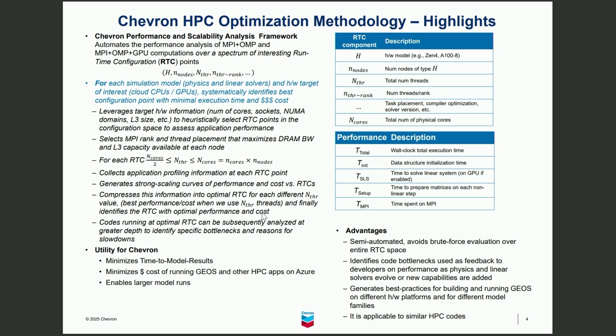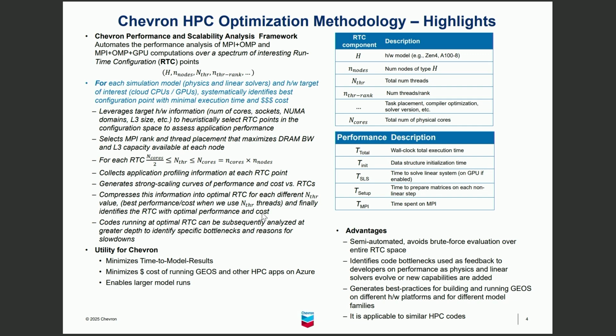And then we continue some evaluation until we locate some minimal, not minimum, something which is close to a minimum, but maybe not absolute minimum. Finally, we will generate strong scaling curves. What this means is that you solve the same problem, but you increase the number of resources. And then you identify what is the resource configuration that minimizes cost or time. So this is a semi-automated method and avoids brute force evaluation.